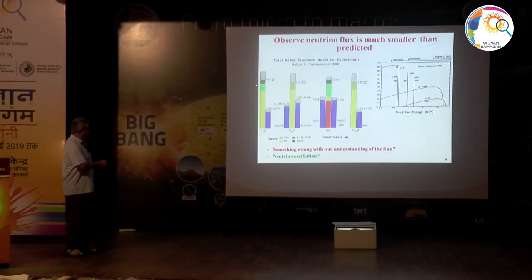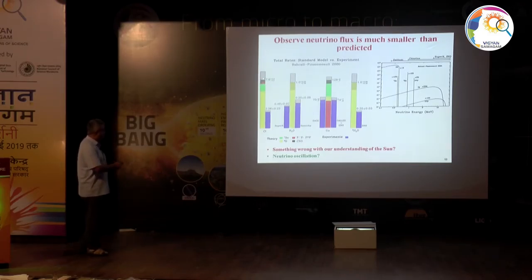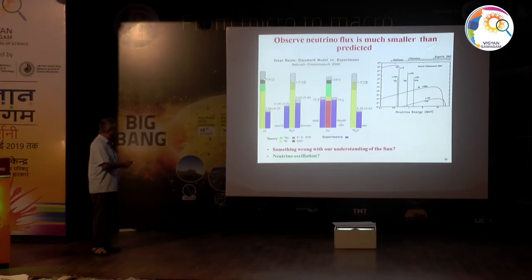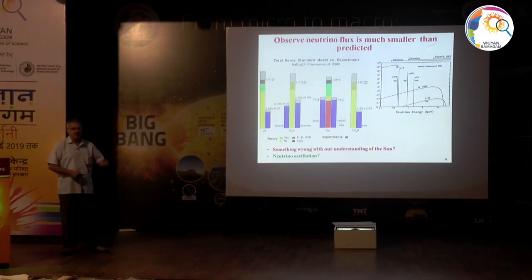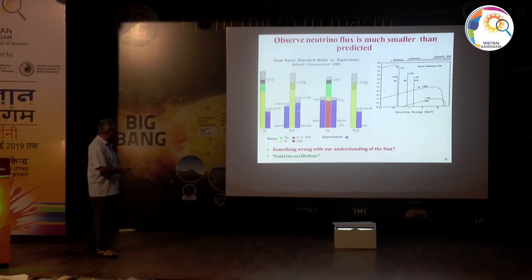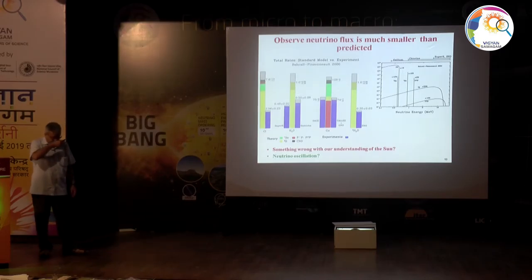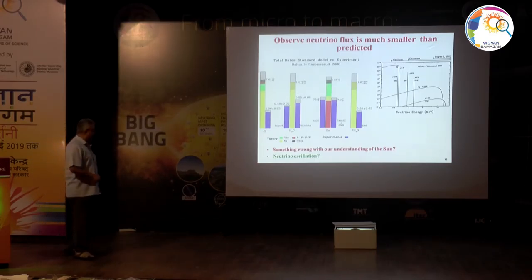So let's say this is the number of neutrinos we are supposed to see interacting, in some unit. But in reality, when you observe, we observe somewhere here, roughly half to one third. Okay, this was found in many different experiments. So that's the point that is coming.